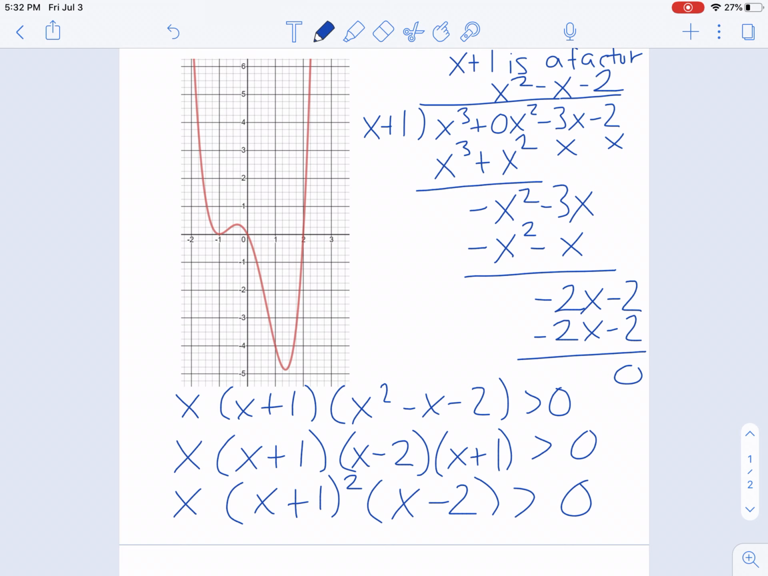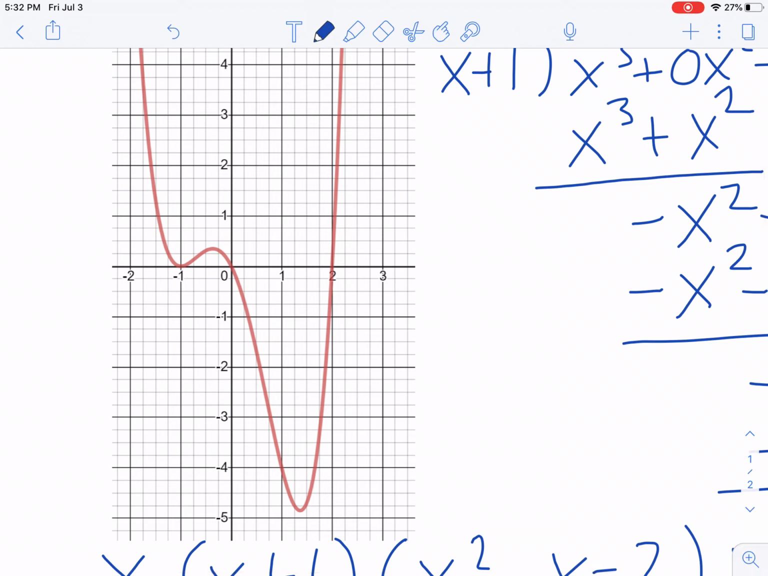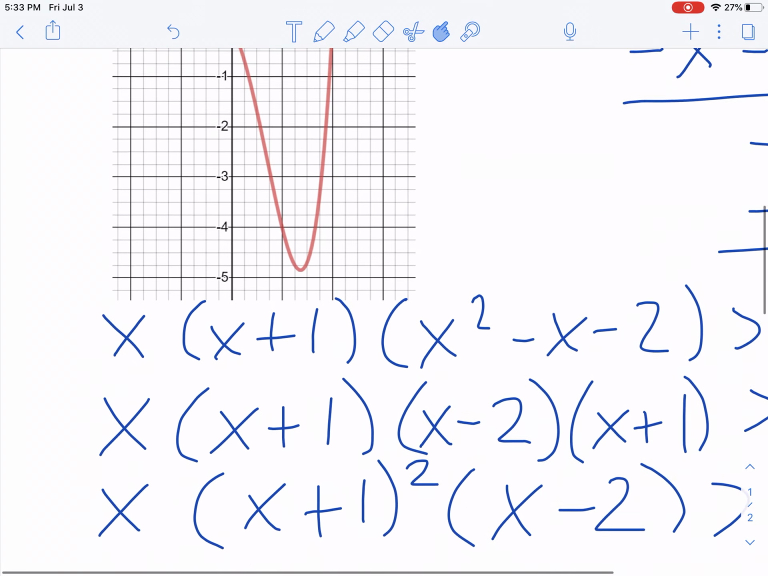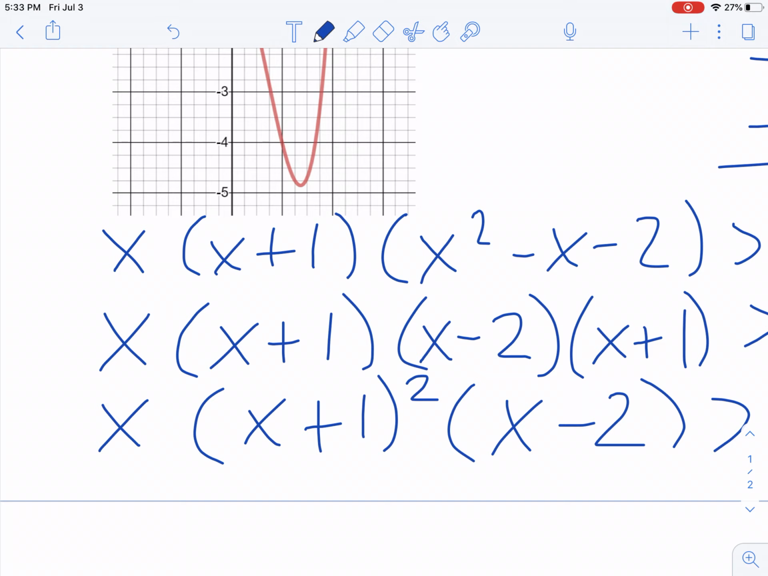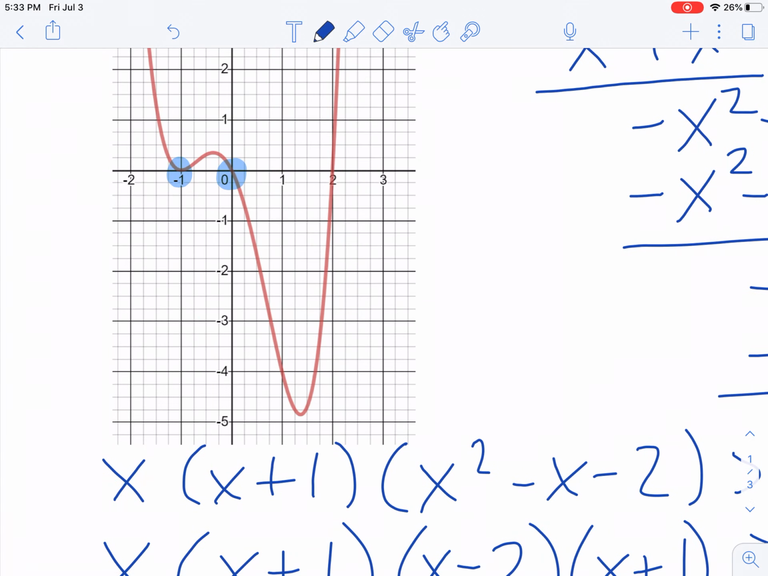So that's what we're seeing here on the graph. If I put my x-intercepts on the graph, you'll notice that this point here at x equals negative 1, it's an x-intercept, but it's also a turning point. And we also have another x-intercept here at 0, which makes sense because you have x as one of your factors. And the last one should be at x equals 2. So my other x-intercept here is at 2, and I should be able to put those onto my graph.